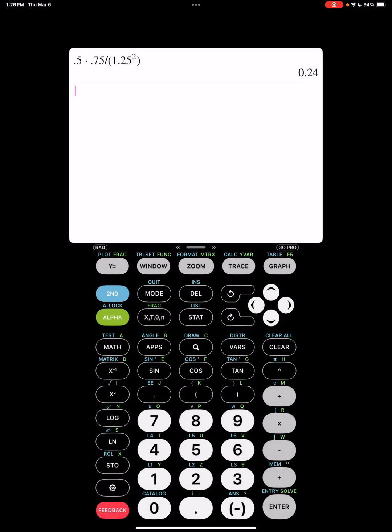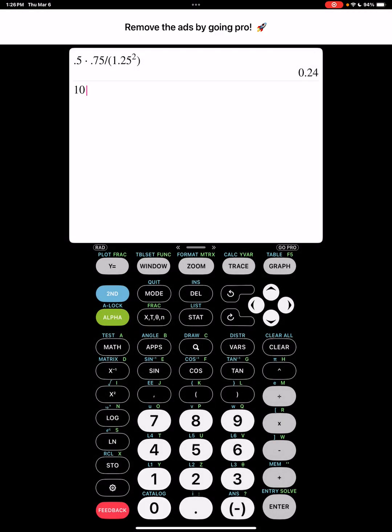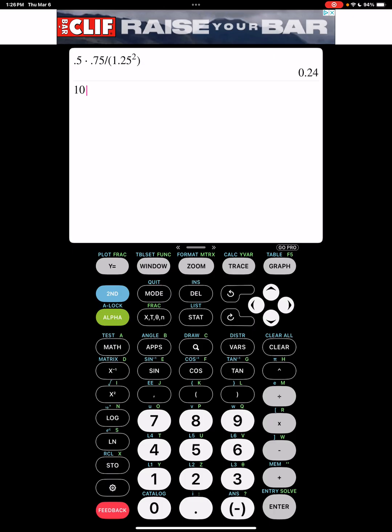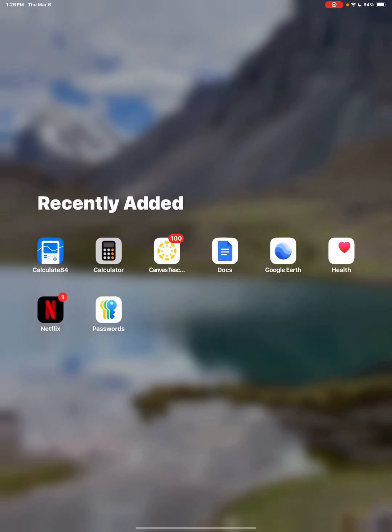So let's see if this works. We're going to take 10 and raise it to the negative 5.9. So that should work. Okay, so our answer is 1.26 times 10 to the negative 6. 1.26, so let's put that in there.